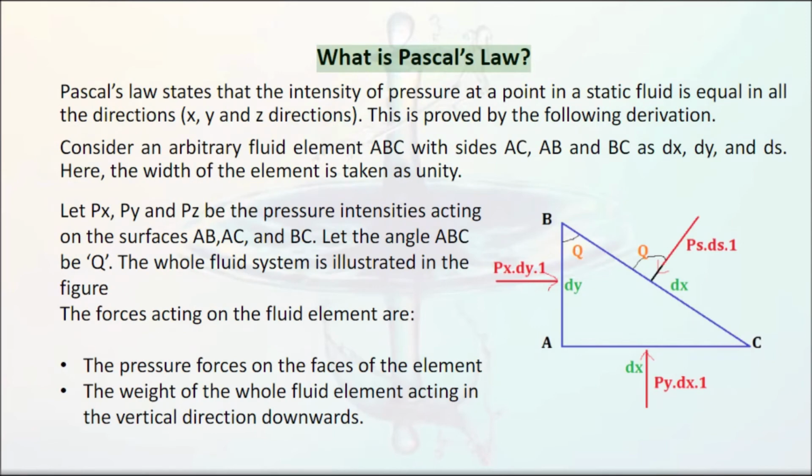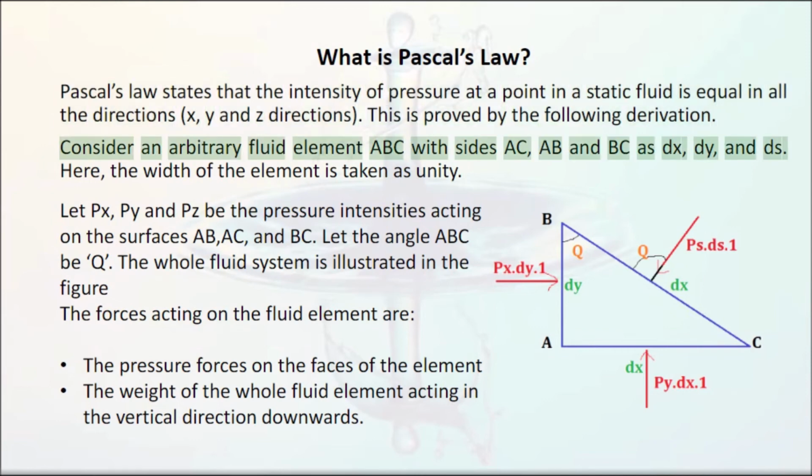What is Pascal's law? Pascal's law states that the intensity of pressure at a point in a static fluid is equal in all the directions, x, y, and z directions. This is proved by the following derivation.